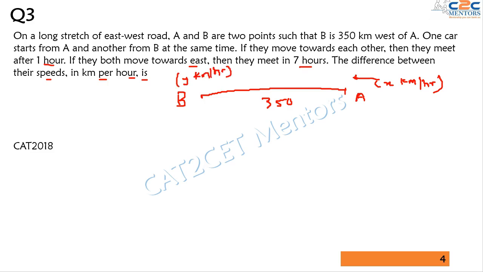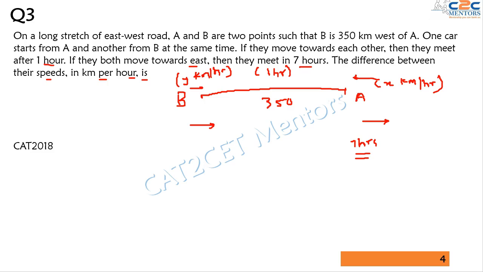Now we are given that initially both of them move towards each other and they require 1 hour to meet, and afterwards both of them start moving in the east direction and they both meet in 7 hours. Now one thing to note over here, which is very important, while both of them are moving against each other, they are definitely going to meet at some point between A and B.